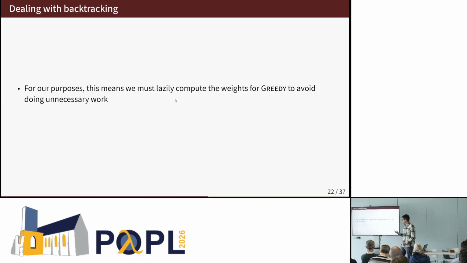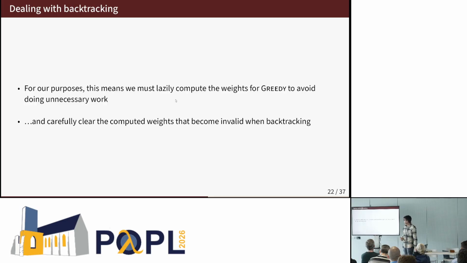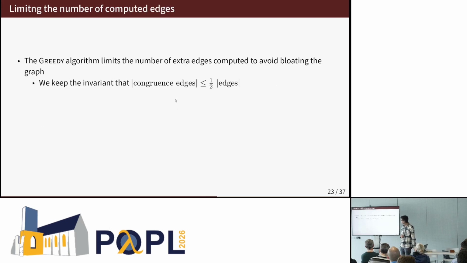The way we do this is, the first thing we have to do is lazily compute the weights for the greedy algorithm, so we don't do extra work that we are not going to need. But also when we backtrack, we have to clear the computed weights that have become invalid. So we have to safely determine which weights are invalid and which weights we can keep when we're backtracking, which is a bit tricky. Another annoying thing is the limitation on the number of congruence edges.